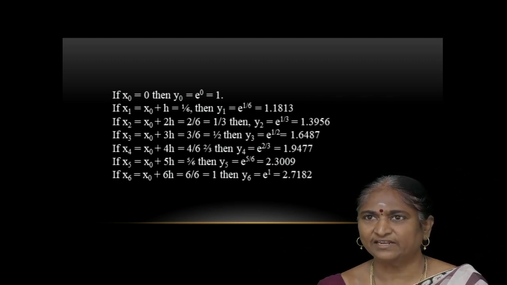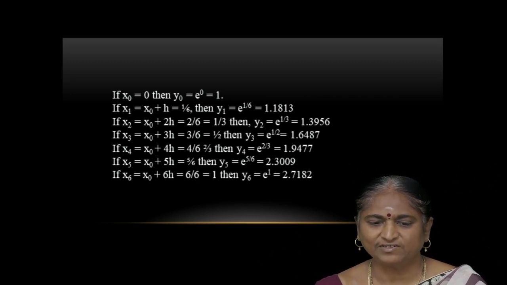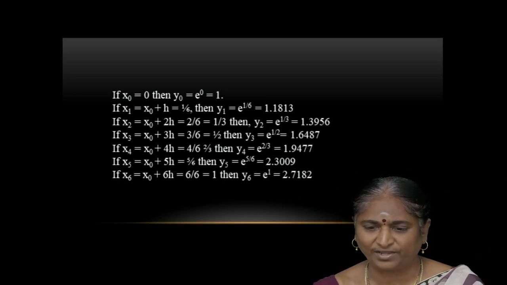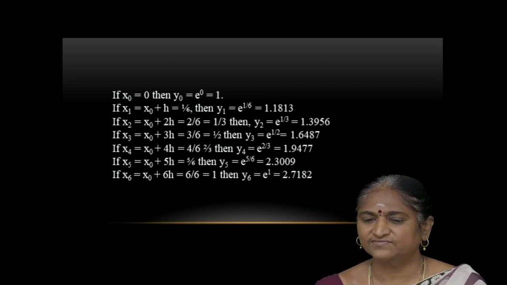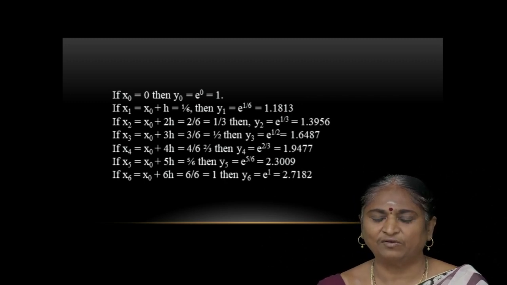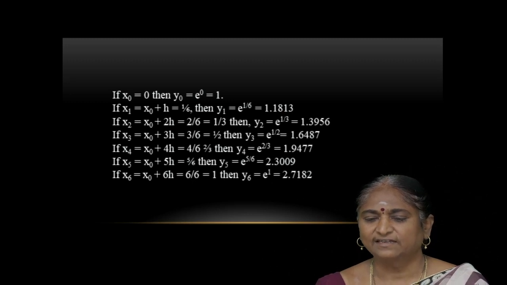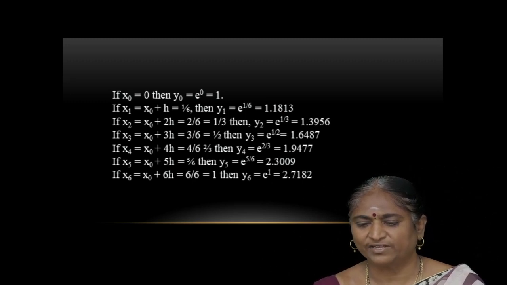And then x1, which we already determined, is x0 plus h. Substitute x0 equal to 0 and h equal to 1 by 6: 0 plus 1 by 6 gives y1, which is e power 1 by 6, equal to 1.1813. Similarly, we determine the values of x1, x2, x3, etc., x6, and the values of y0, y1, y2, etc., y6.